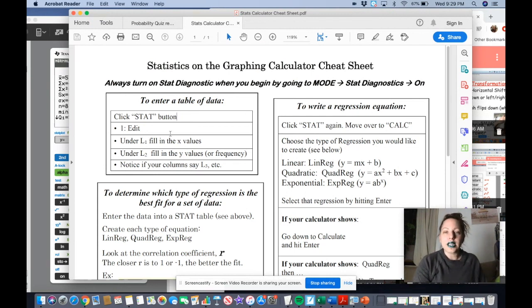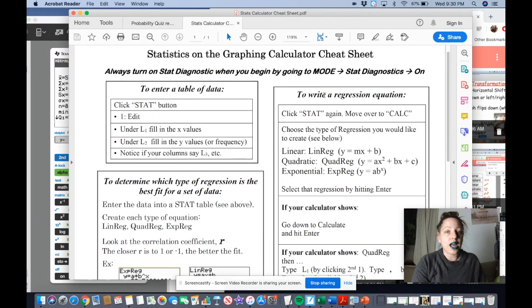So the first thing is some information. Some of this you may know, some you may not. If you don't know it, write it down. You do have to post your notes this week. So to enter a table of data, that's right here. I'm going to go over how to do that. So if you want to pause it, write that down. To write a regression. So this is everything for how to use the graphing calculator for statistics.